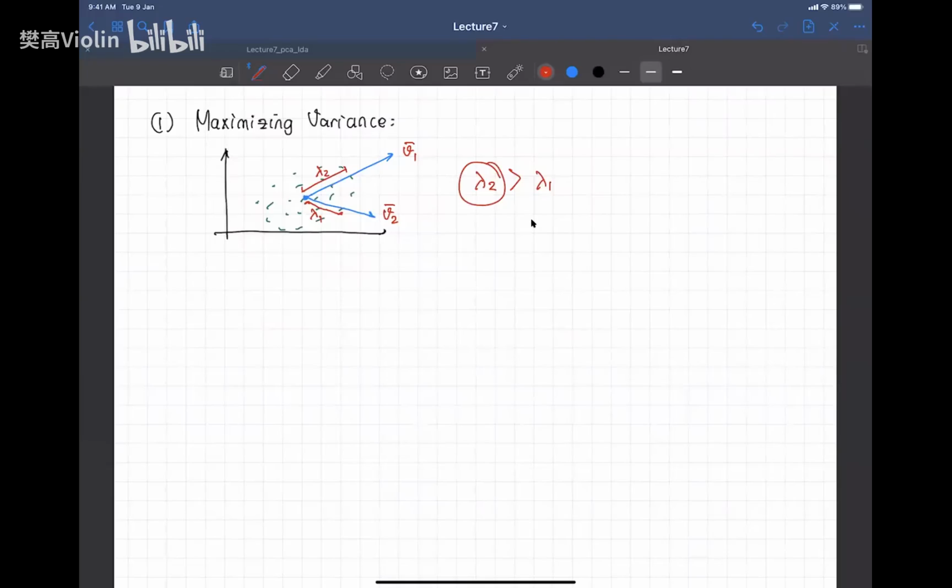So there is a question from email. Email asks, is maximum variance the first principal component? Well, if it is the largest variance, it will give you the first principal component. Yes, it is the largest.